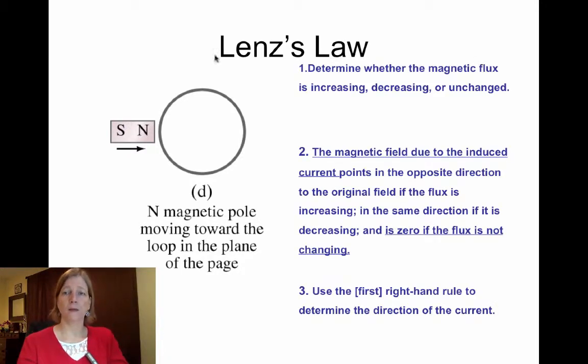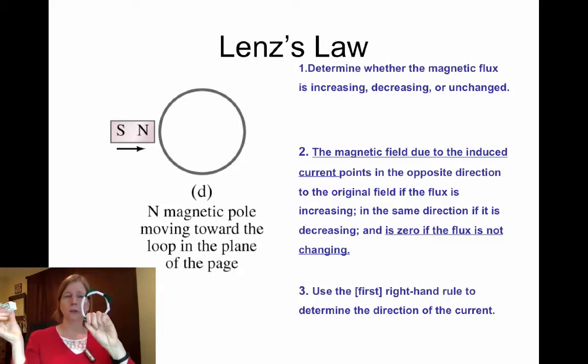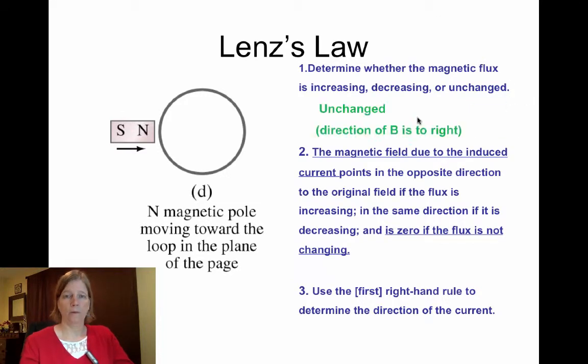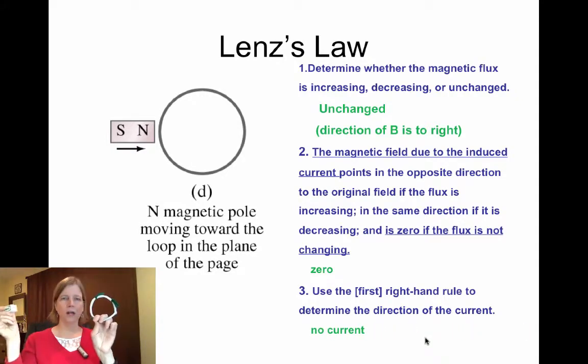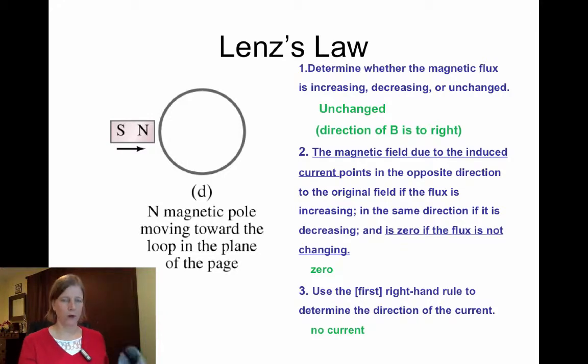So if we go through our steps: determine whether the flux is increasing, decreasing, or unchanged. As it approaches from the side, there are no flux lines going through the loop, so it's unchanged. The direction of the magnetic field is to the right. I included that for completeness, but we don't actually need that information now, because the magnetic field due to the induced current is 0 if the flux is not changing. So if we don't have any change in flux, we don't have any induced magnetic field, so we don't have any current to induce that magnetic field, so we have no current. This geometry will not induce a current in the loop of wire, or bring something in directly to the side. No magnetic field lines go through the loop of wire, no change in flux.